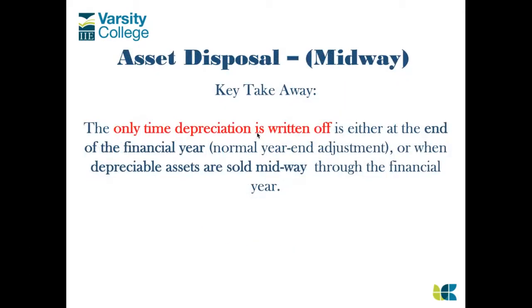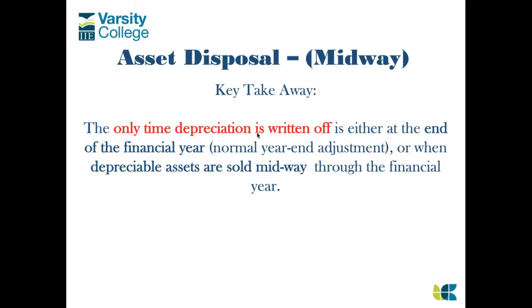But the problem now comes in when we have an asset disposal midway or during the financial year, not at year end. This makes things a little bit more difficult. The only time depreciation is written off is either at the end of the financial year, as the year-end adjustment, or when depreciable assets are sold midway through the financial year. We only do it at the end of the year. But if we sold a vehicle, then we're forced to find out how much depreciation has taken place on that vehicle. Why? Because of those 4 steps.